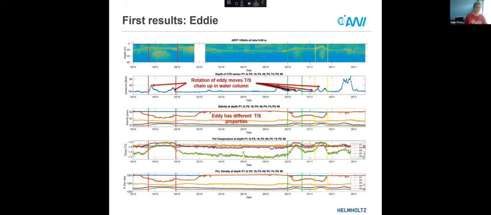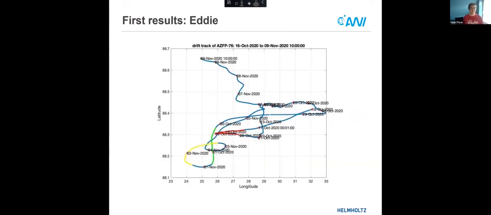And I think it shows how valuable such autonomous tools are to monitor the ecosystem there over a long time, because the chance to hit those eddies with a ship that is just doing an expedition is quite limited. This is a map of the drift of the buoy during these eddy transitions, and you could see that it's basically the same eddy that was passed a couple of times.